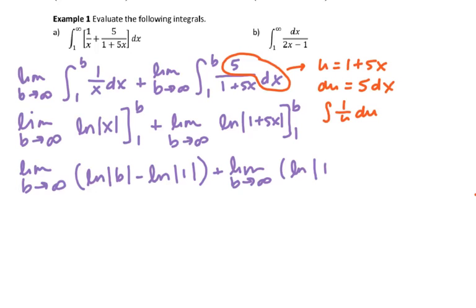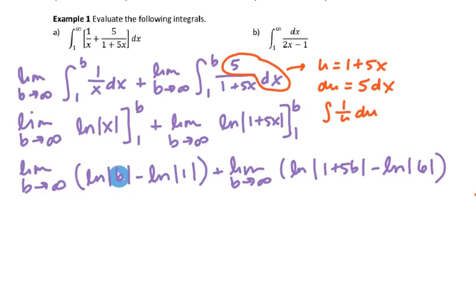So we're going to have ln of 1 plus 5b minus ln of 1. Oop, just kidding, not 1. This one we actually had to plug something into. So it'd be the ln of 1 plus 5 times 1, which is ln 6. My bad. Alright, so let's think about our limits here.